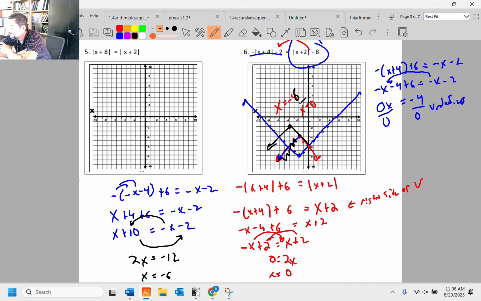So, there you go. Maybe we both learned something. But when you're setting up absolute value, and a handful of you will catch on to this, it's about the sides of the V. All right?